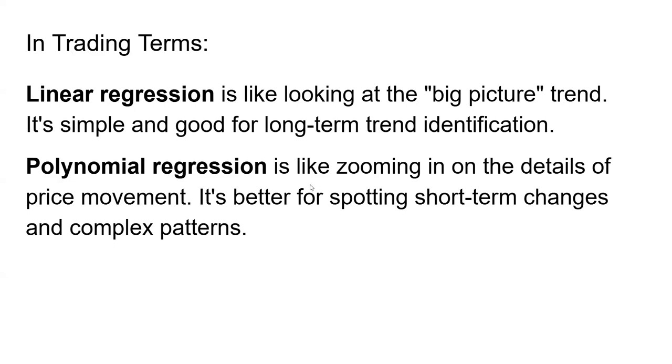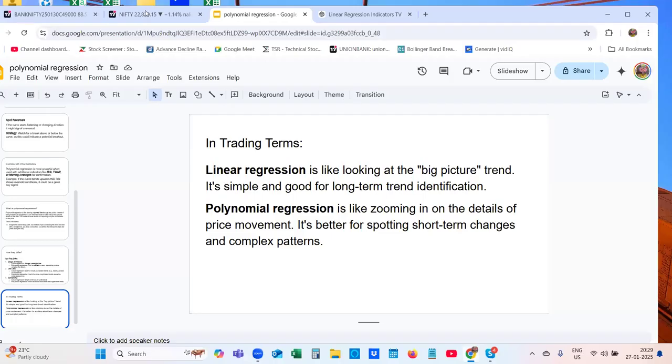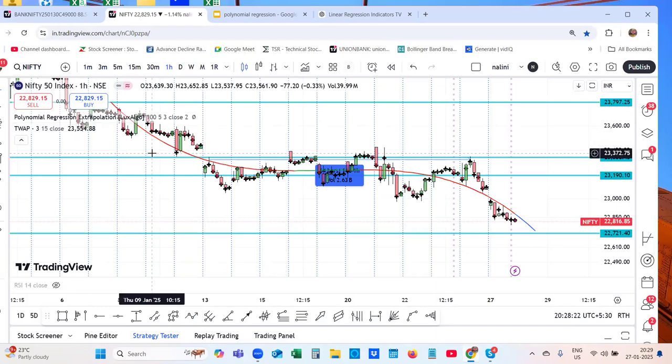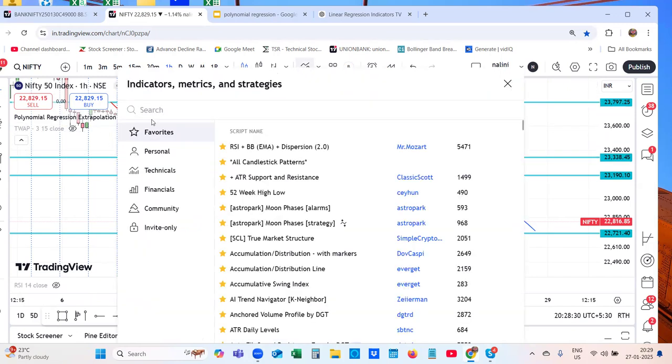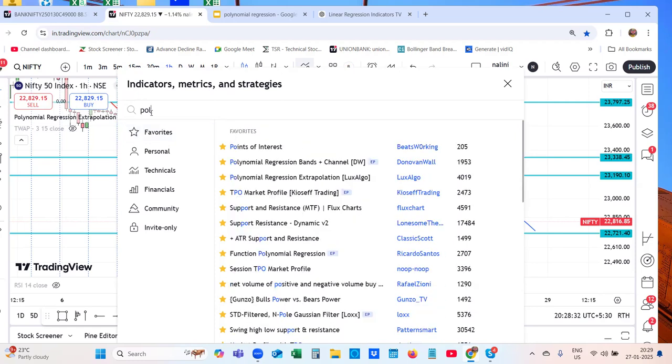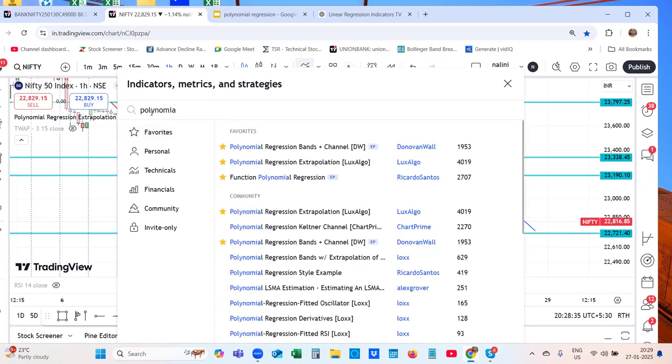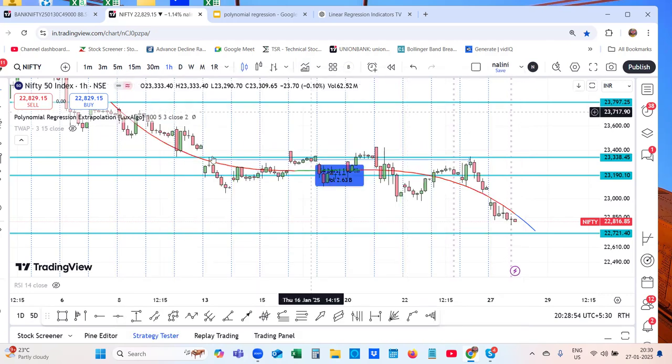So let us go to the chart. Let me disable this and I'm going to apply. Go to the indicator section, type in polynomial regression extrapolation. I'm selecting this polynomial regression extrapolation from the person Lux Algo. So select this, make it as favorite and apply it to the chart.